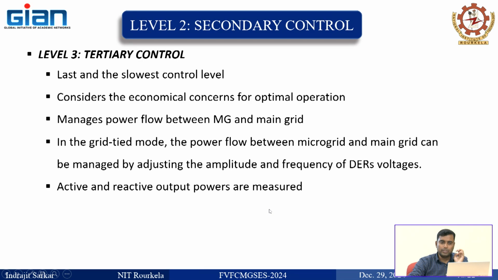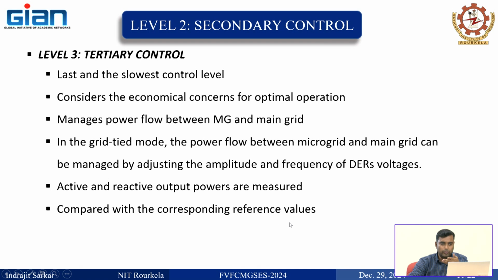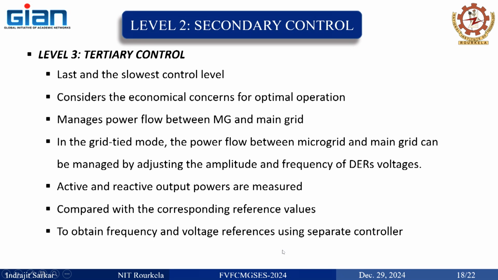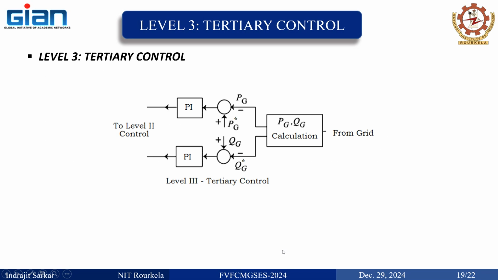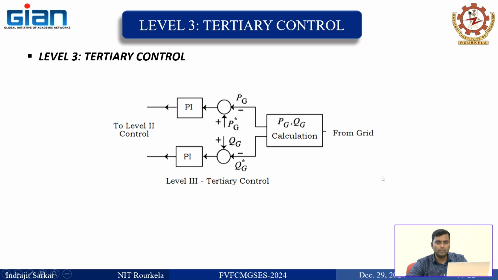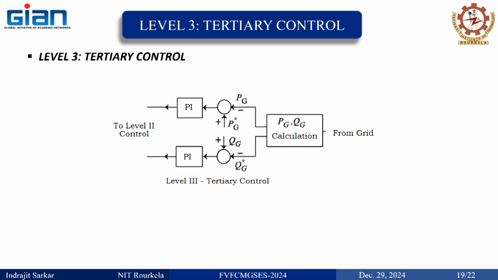Active and reactive power outputs are measured and then compared with the corresponding reference values. I will show you how to obtain frequency and voltage references using separate controllers. So here, from the grid, it measures the active and reactive power, and then compares with its reference. It has its active power and reactive power references, and it will measure from the grid. Let's say the active power is less in the grid. What should it do?